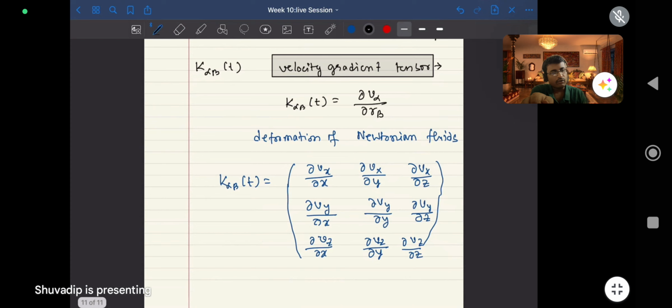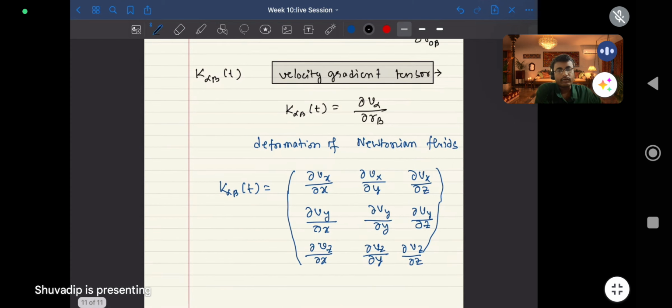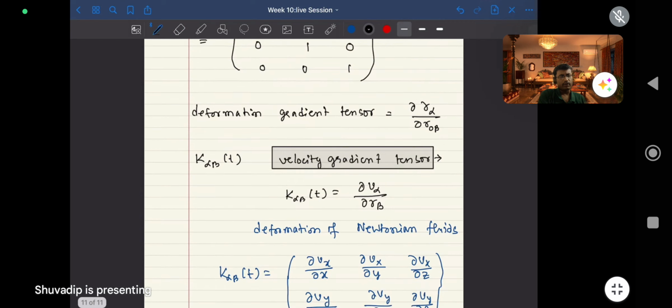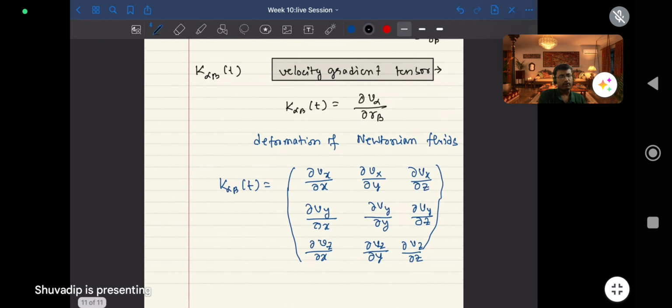So we'll extend the idea of this deformation, how to study that using this relation, and what the viscoelastic nature of polymers is, in the coming lectures, using this idea of the deformation gradient tensor and velocity gradient tensor.